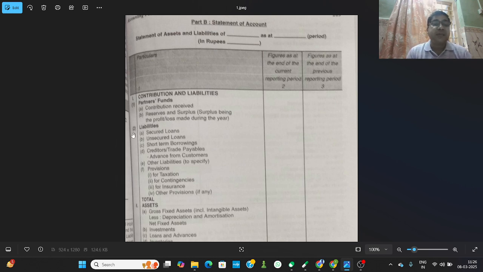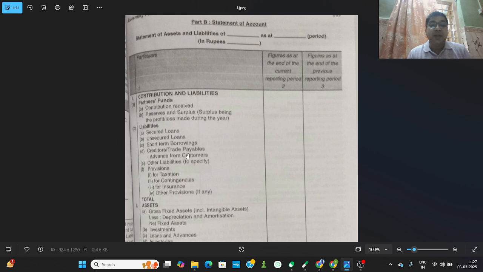Now, the second sub part is liabilities. First is partners' fund, second is liabilities. Under liabilities, if you see, a total of six items are there. Secured loans, which are loans secured against any particular fixed asset. Unsecured loans. Short-term borrowings: borrowings within 12 months are called short-term borrowings.